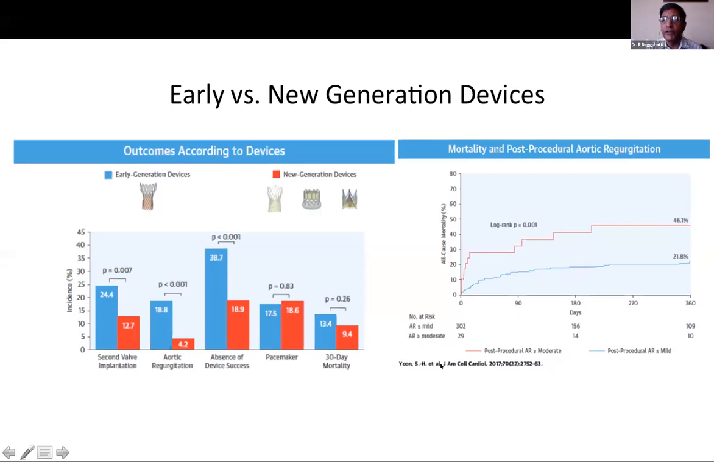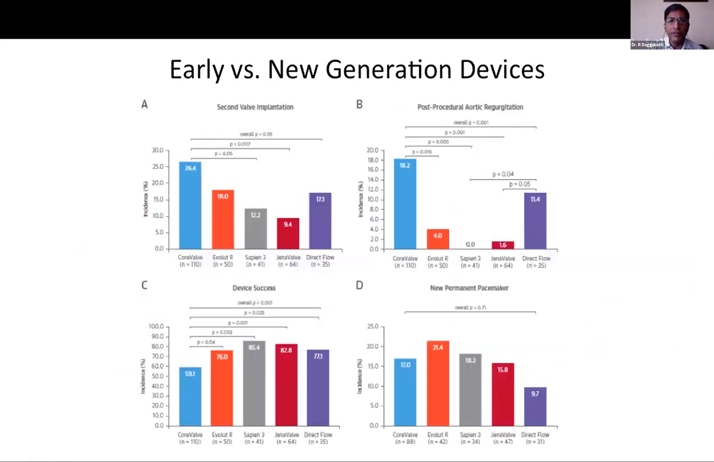So if you look at it, in people who have more than moderate aortic regurgitation, in the red line, the mortality is nearing about 50%. Whereas in people who have less than mild AI after the procedure, the mortality is still 21%. So I don't know whether this is acceptable, and I think this is where we try to debate. But don't forget that these are all early experiences, and we have to make sure that there's a better randomized controlled trial, so you can see among the different types of valves which valve is better. Even though we try to think that Evolut R is slightly better than CoreValve, but still.